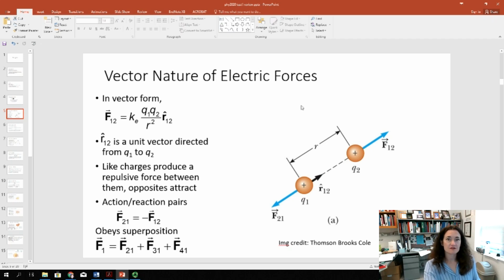Another thing is that if you have more than 2 charges, in order to get the total force on any one charge, you have to do the vector sum of any pairs that you might have. So for example, if you had 4 charges, then the force on charge 1 would be F21 plus F31 plus F41. And of course, if you had more than that, you just have to keep going. This is called superposition.